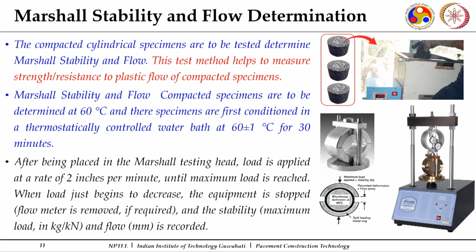Now, once the specimens are compacted and volumetric parameters are determined, we work out the determination of Marshall stability. This we discussed in one of our previous lectures also, when characterization of bituminous mixes was there. So, this is tested to determine the Marshall stability and flow. This gives us a measurement of the strength of the mix, especially resistance to plastic flow of compacted specimens.